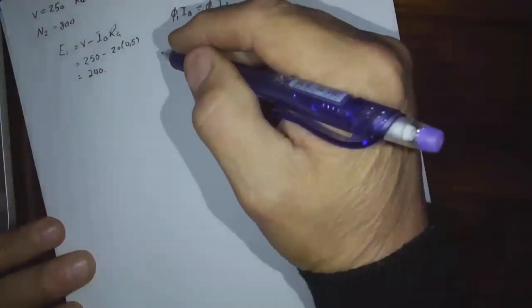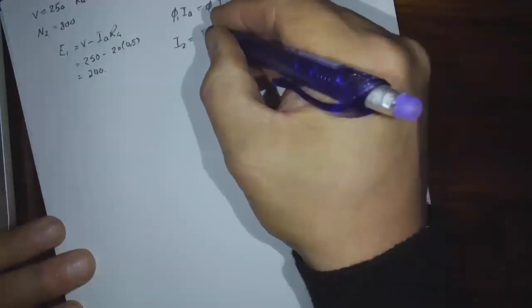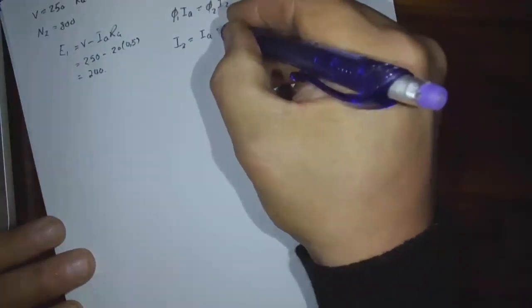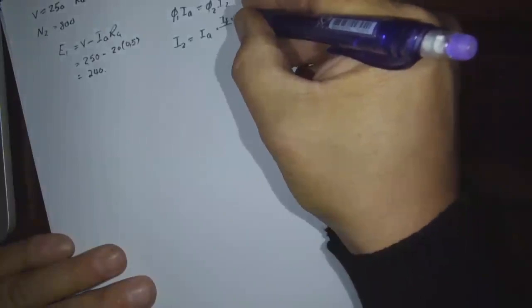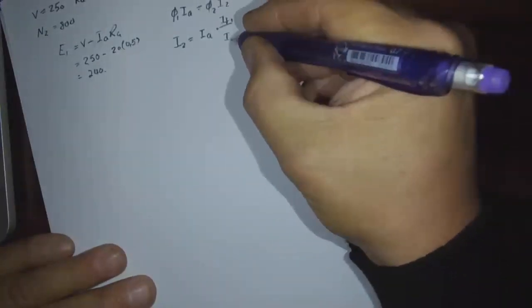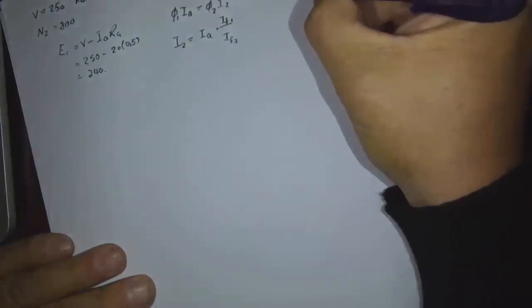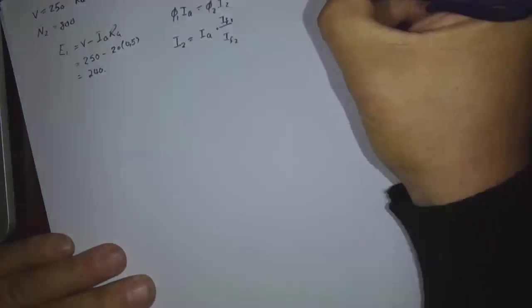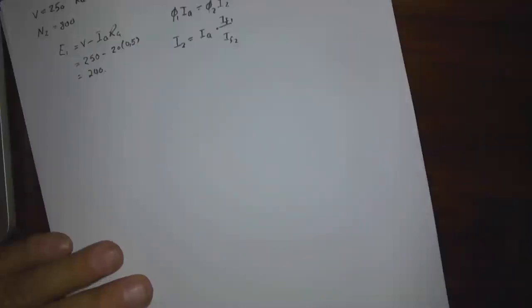Okay, and then I2, if we can say that I2 is equal to I1 times I shunt 1 over I shunt 2, or field, no? I field 1 over I field 2. And I field 1 is 250 volts divided by 250 ohms, and gives us 1 amp. You agree?